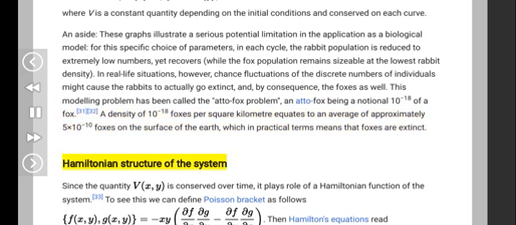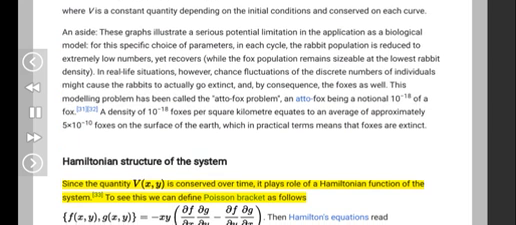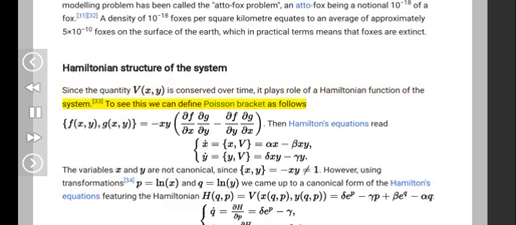Hamiltonian structure of the system. Since the quantity is conserved over time, it plays the role of a Hamiltonian function of the system. To see this we can define the Poisson bracket as follows. Then Hamilton's equations read as follows. The variables are not canonical. However, using transformations and we arrive at a canonical form of Hamilton's equations featuring the Hamiltonian. The Poisson bracket for the canonical variables now takes the standard form.